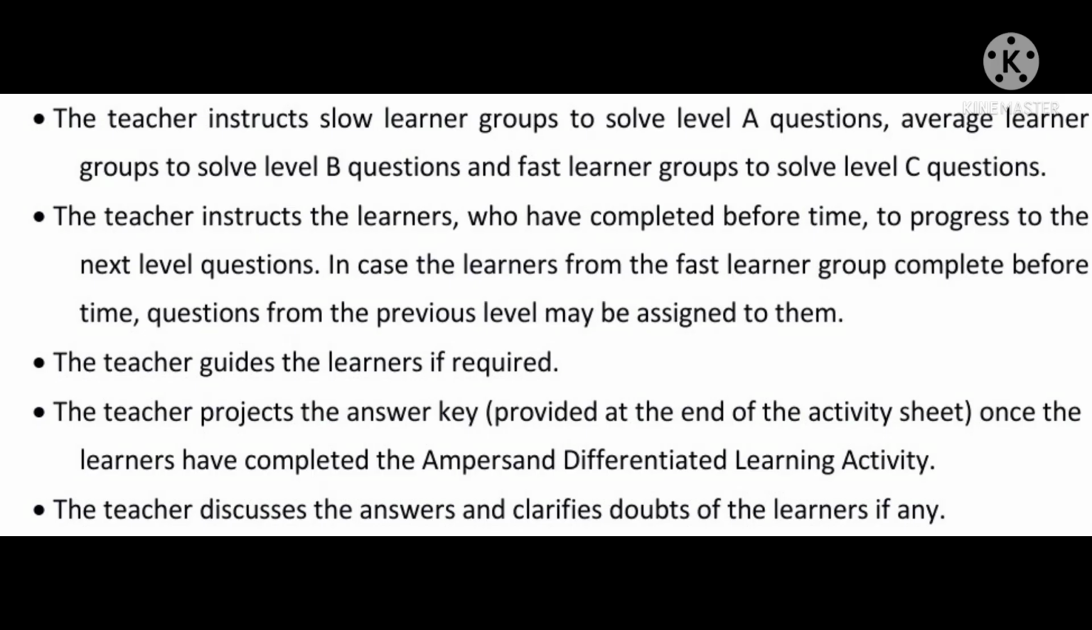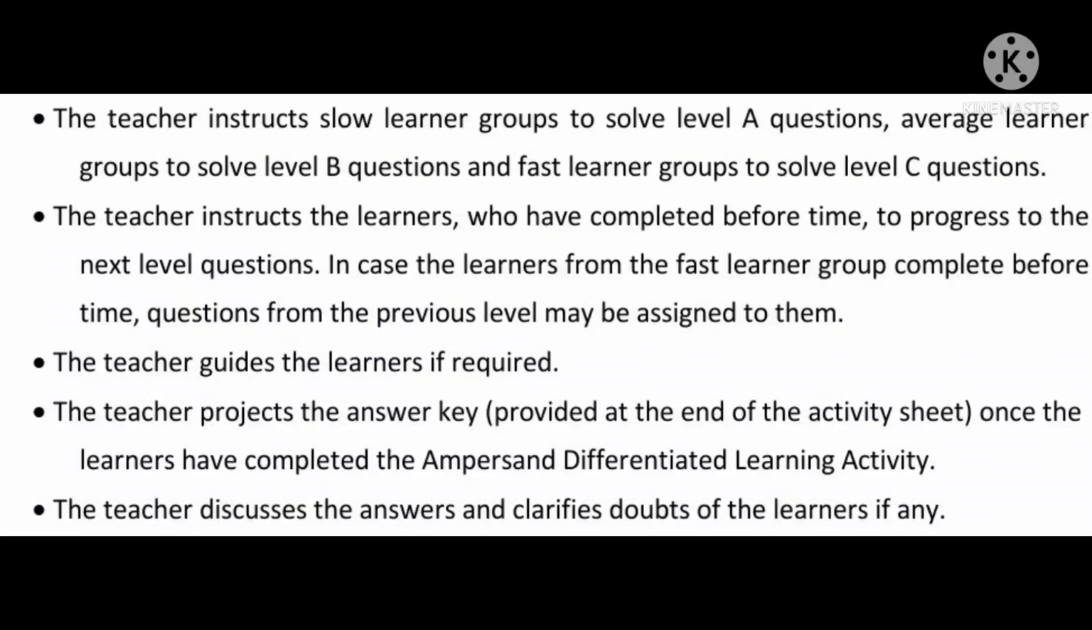The teacher divides the class into groups consisting of students with different learning abilities, that is slow, average, and fast. And then teacher instructs the slow learners groups to solve level A questions. First of all, teacher projects a set of questions which has set A, set B, and set C. Now the teacher instructs the slow learners groups to solve level A questions, average learner groups to solve level B questions, and fast learner groups to solve level C questions.